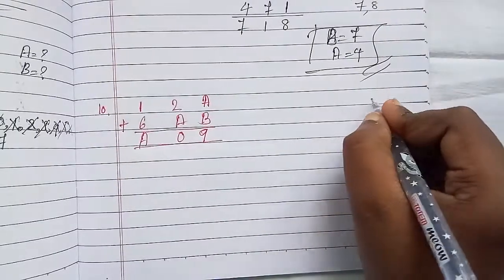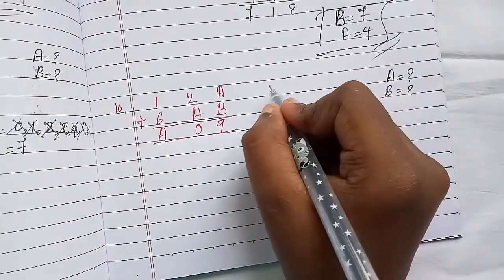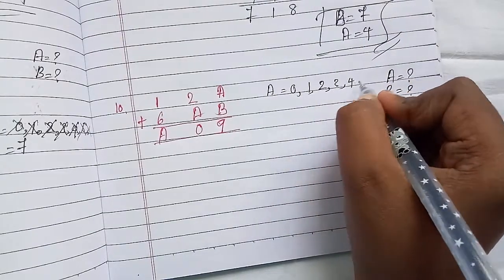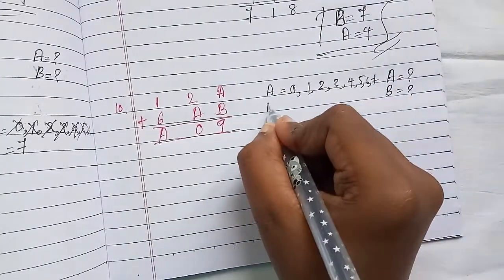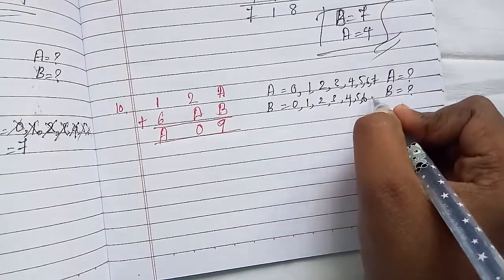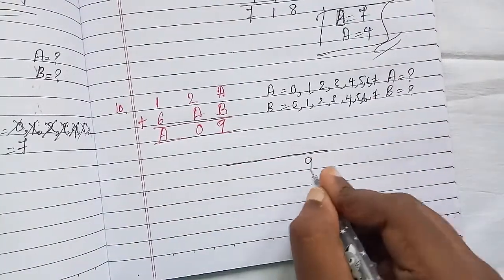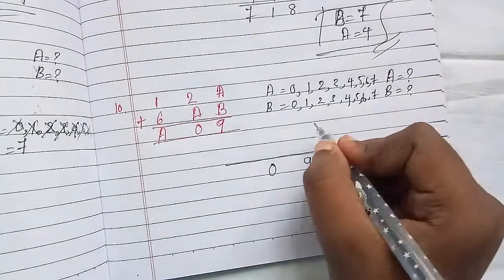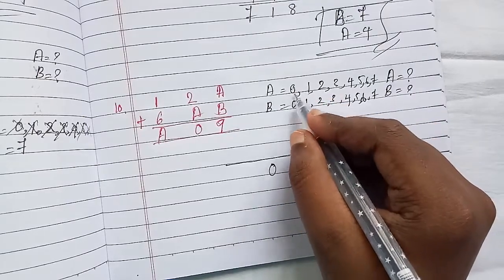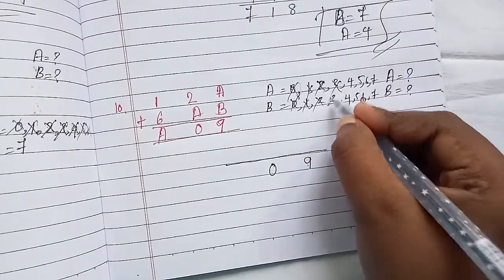The 10th problem, we did not know the value of A and B. I will take the value of A is equal to 0, 1, 2, 3, 4, 5, 6 and 7. B is equal to 0, 1, 2, 3, 4, 5, 6 and 7. See, here the answer is 9, 0 and A. I will take the value of A is equal to 0 and B is equal to 0. Wrong, because it is a 9. It's also wrong.